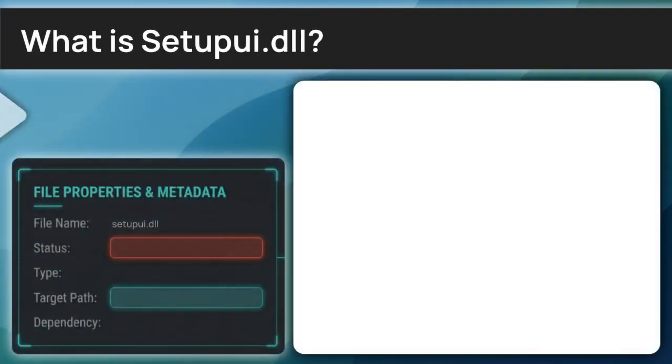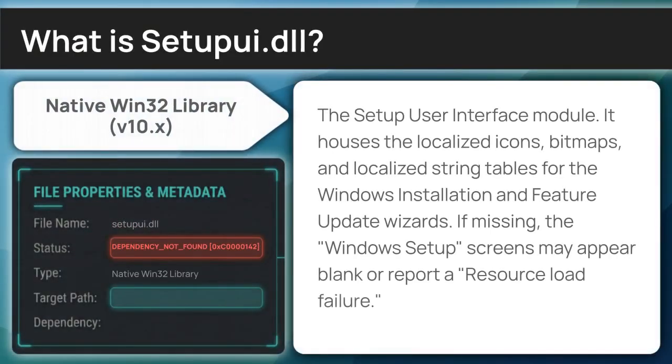This is the Setupui Library, the Setup User Interface module. It houses the localized icons, bitmaps, and localized string tables for the Windows installation and feature update wizards. If missing, the Windows setup screens may appear blank or report a resource load failure. Understanding the file's role is a great start. Now let's look at replacing it.